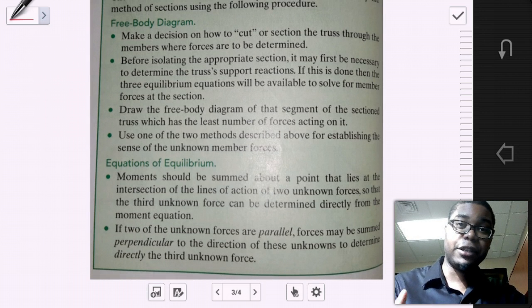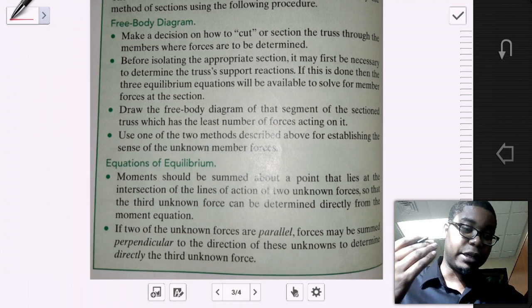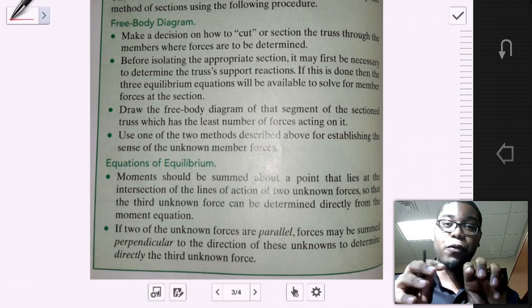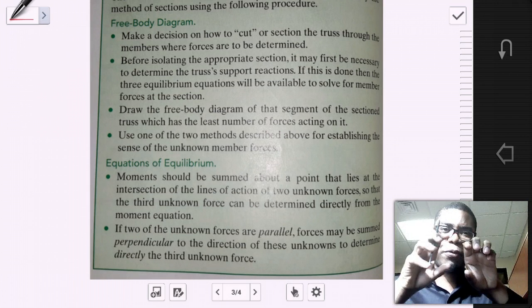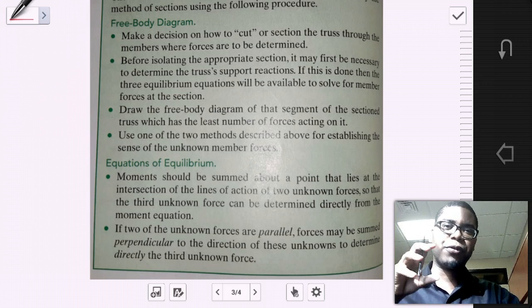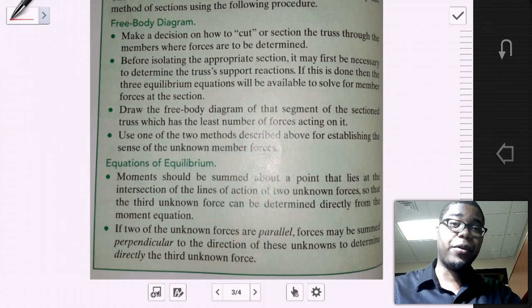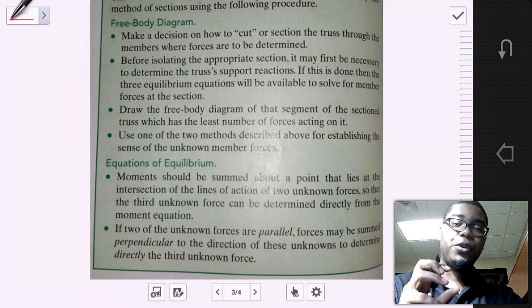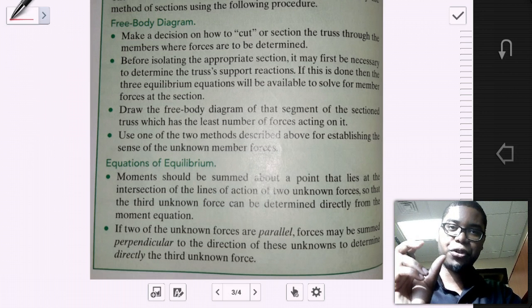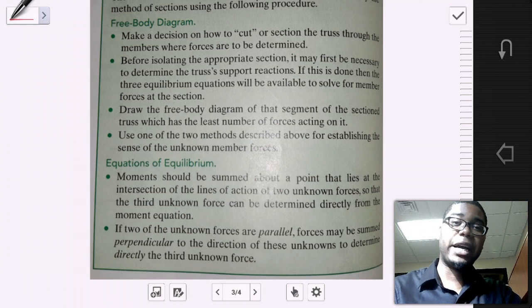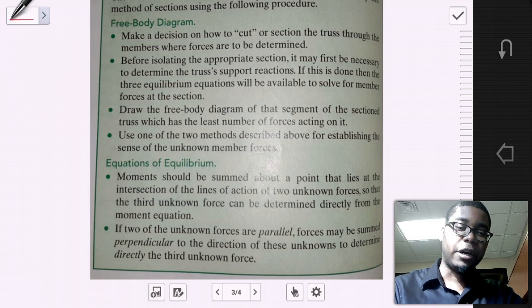In some cases, before you apply the section, so before you actually take your free body diagram and separate it into two free body diagrams for each section, it may be necessary for you to do the equilibrium for the entire geometry in order to find the support reactions, right?